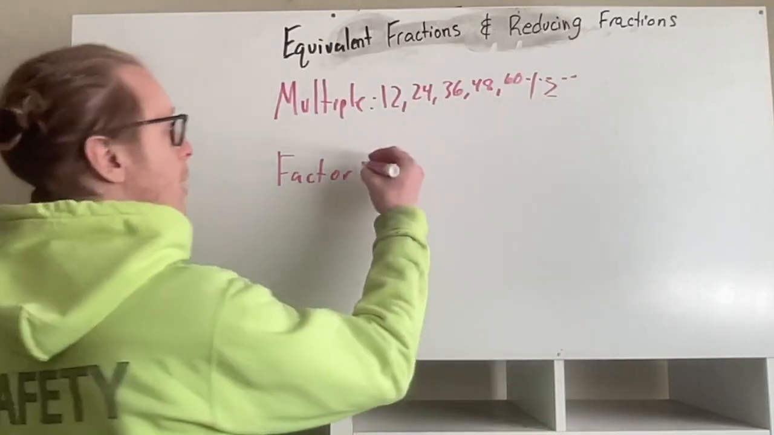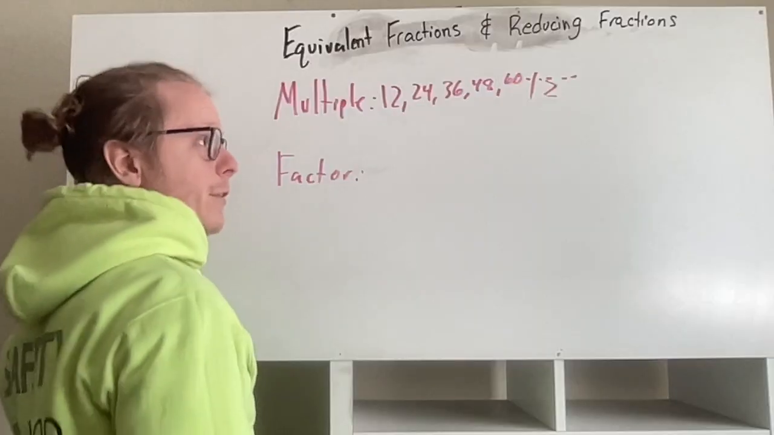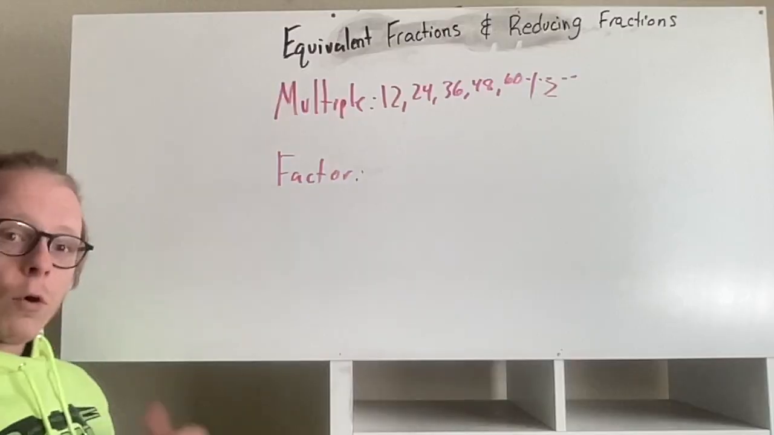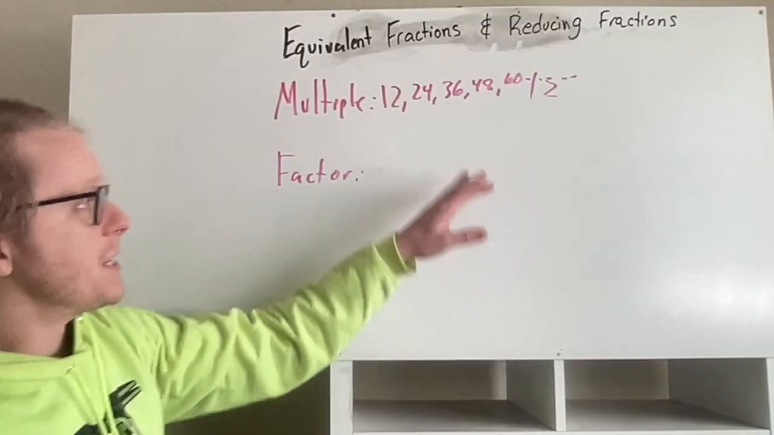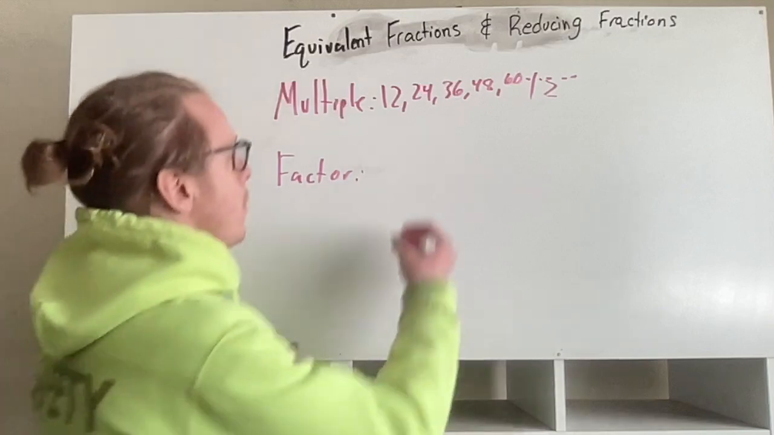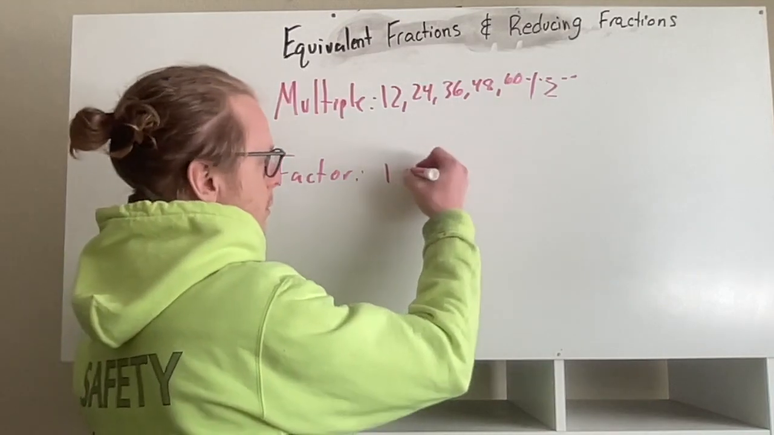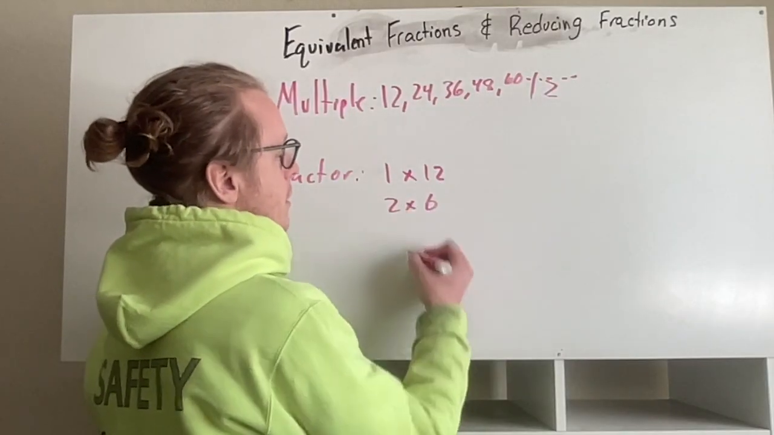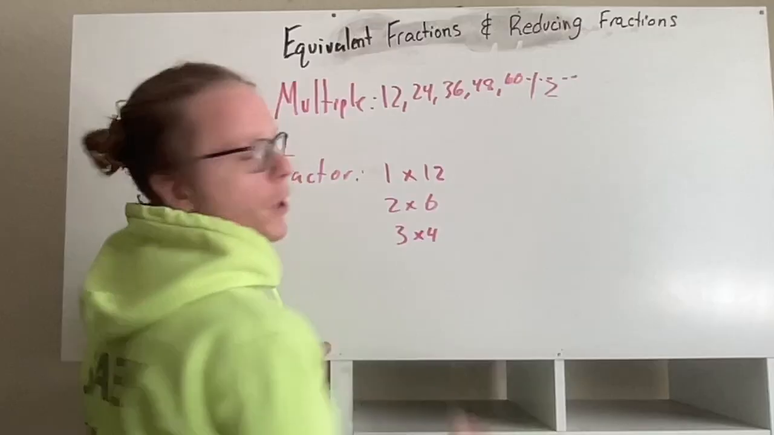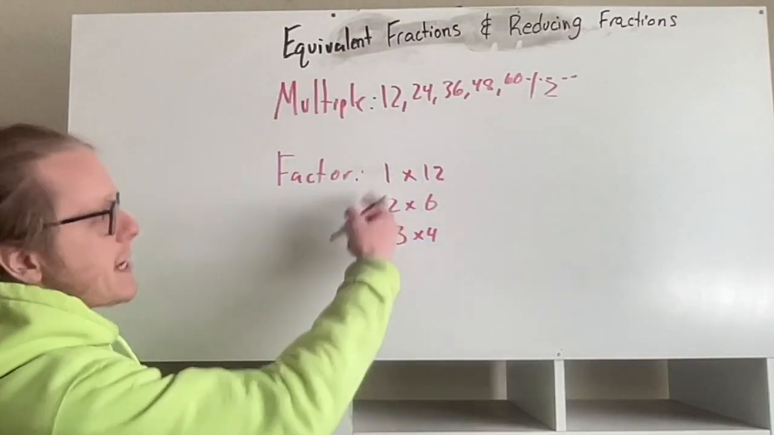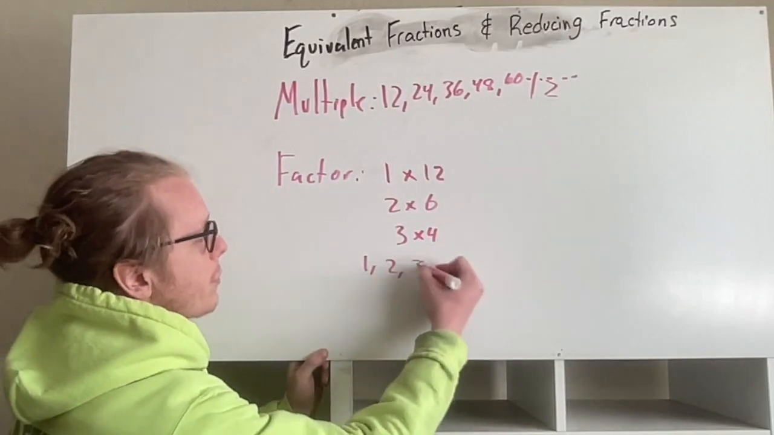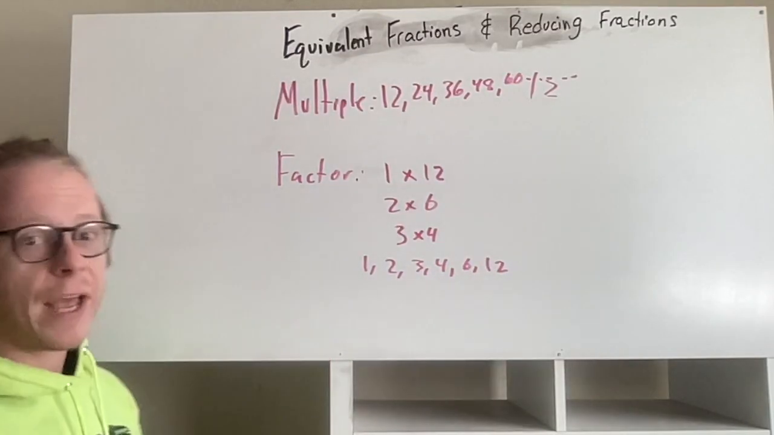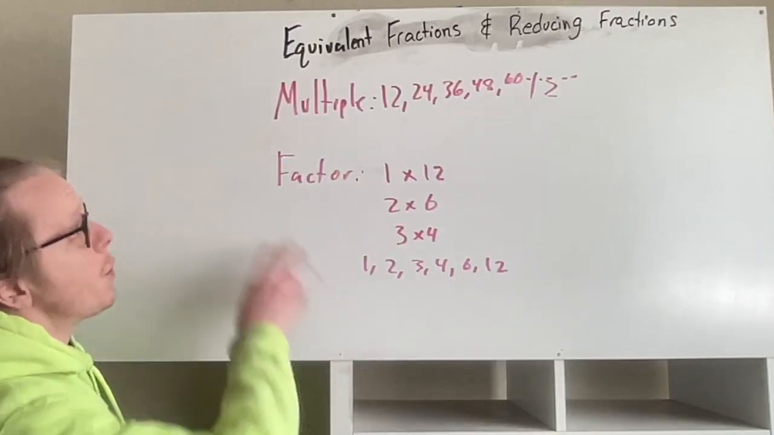Now the factors of 12 are a little different. Those are the numbers that I can multiply together to get 12. Or on the flip side, the numbers that I can divide 12 by. So what are the ways I can multiply to get 12? Well, 1 and 12, right? 1 times 12. I can do 2 times 6, or I can do 3 times 4. So 12 has 6 factors: 1, 2, 3, 4, 6, and 12. Okay, so this is some key terminology to keep in mind as we go forward.